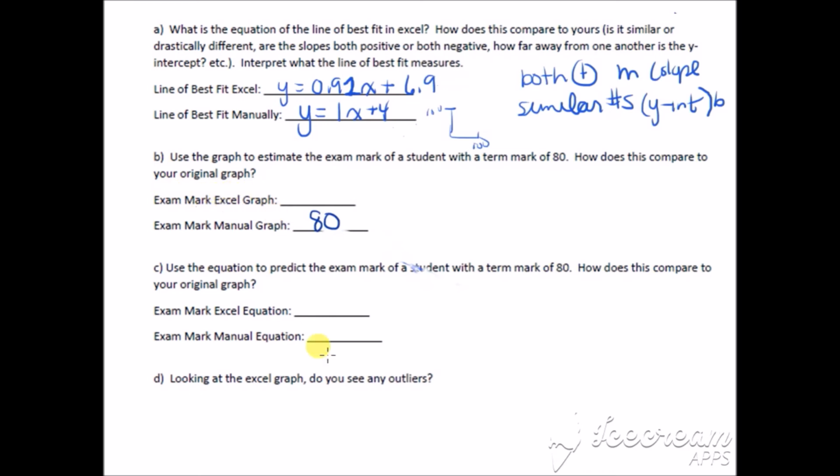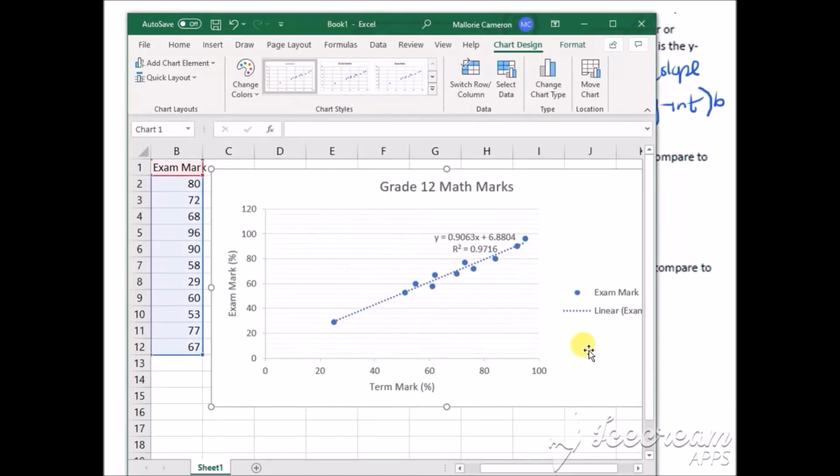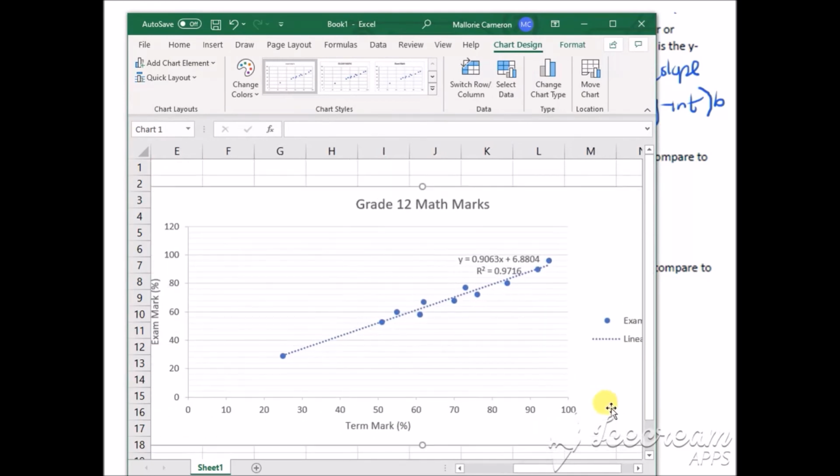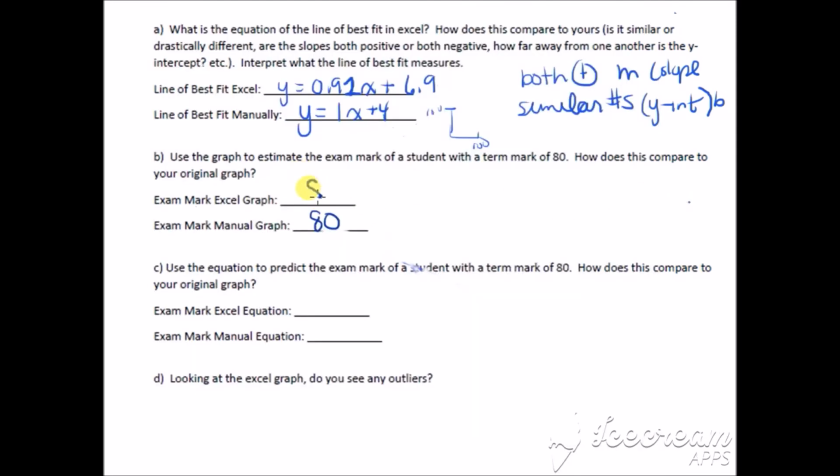exam mark Excel graph. So actually pulling up this Excel graph, and let's blow it up a little bit more. Let's look at where 80 lies. Okay, so 80 lies here. We got to follow it up with our finger. It actually is like 80 and 80. So it's approximately the same. Okay, how does this compare? Right, so we can say we got the same thing.